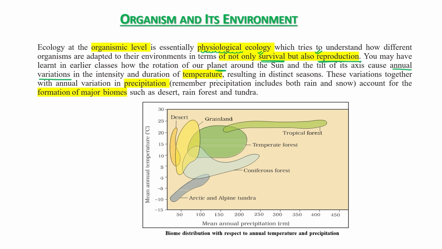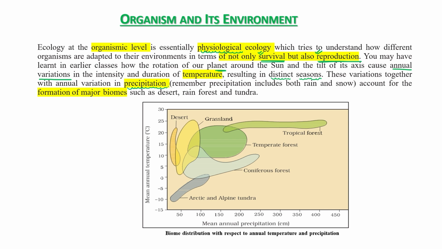And this continuous variation because of the earth's movement gives us different kinds of seasons, distinct seasons. In some seasons there is so much rainfall, sometimes too much, winter season, summer season, and so on. So because of the earth's rotation around the sun and its tilted position, we get distinct seasons, and these variations come together with annual variation in precipitation.